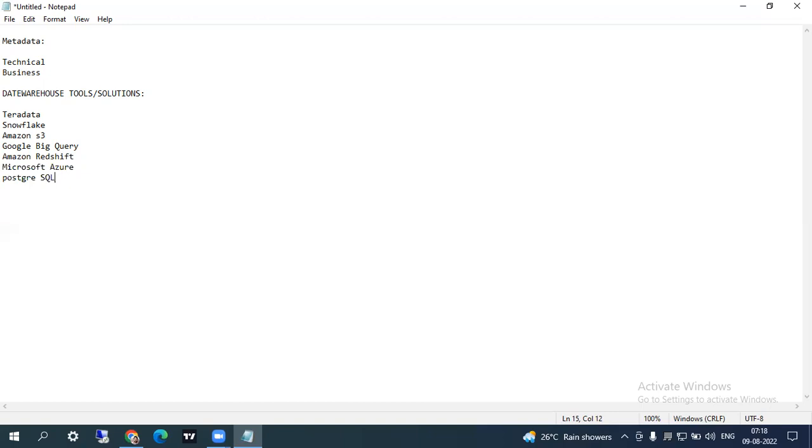So these are the different data warehouse solutions or tools that are available in the general market. If the question is posed like what are the different data warehouse tools or solutions available in the market, then you need to say this.